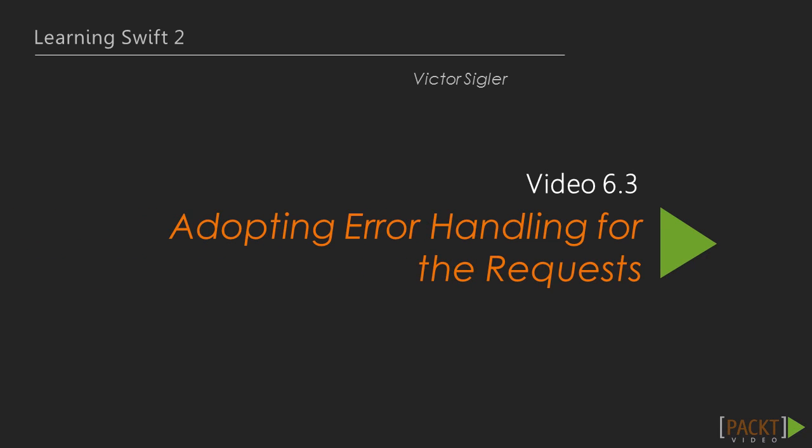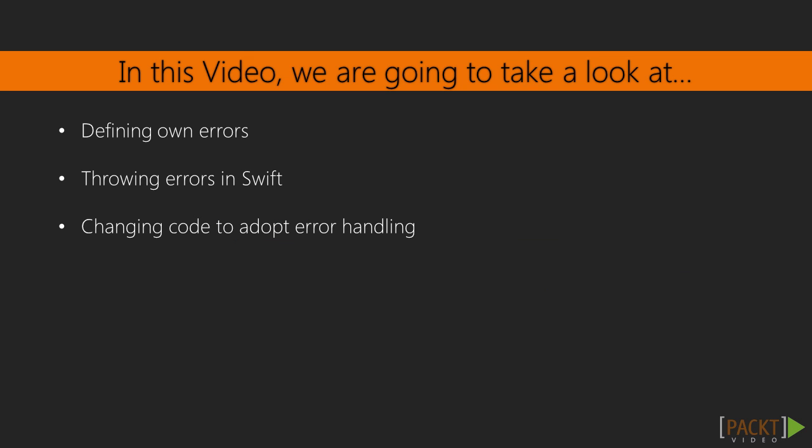In the previous video, we looked at how to adopt on-demand requests in our app. In this video, we're going to take a look at how we can adopt error handling in Swift, defining our hierarchy of errors, and at the end, we will learn how to change our code to throw our own errors.